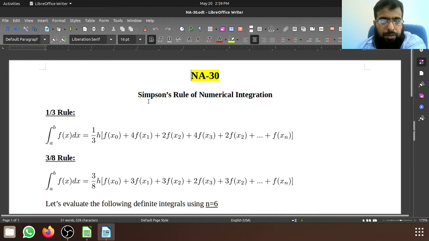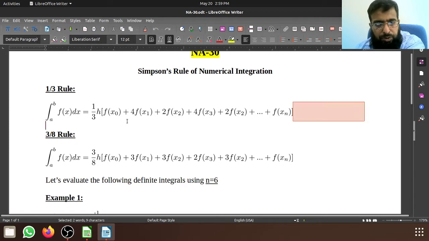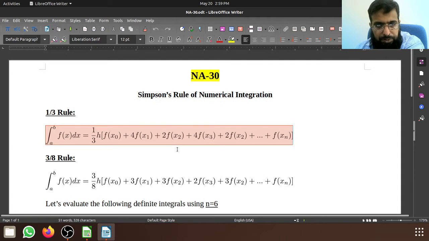In the last couple of lectures, we have been studying Simpson's rule of numerical integration, and we studied Simpson's 1/3 rule and Simpson's 3/8 rule. This is a recap of the last couple of lectures, and we studied these formulas. These formulas are not new to you, and they are inspired by the famous trapezoidal rule that we also studied in this course, maybe 3 or 4 lectures ago.